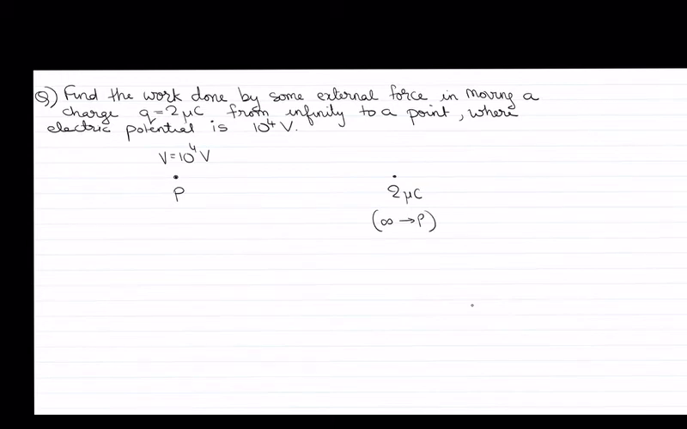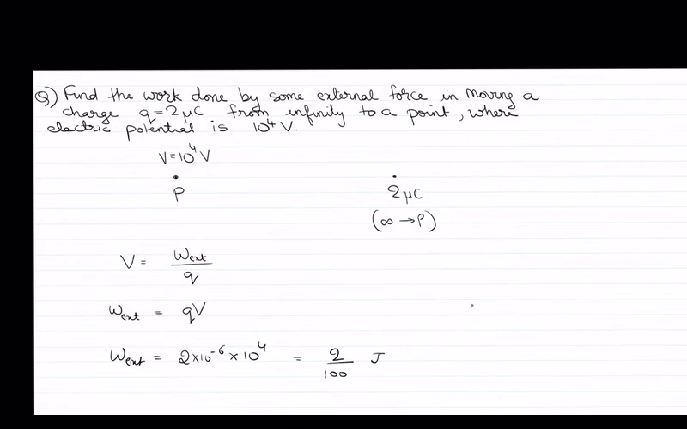So the value of potential will be work done by the external force upon charge. Work done by the external force will be equal to Q into V. Now if we put the values, Q is 2 microcoulomb, so it is 2 into 10 to the power minus 6. V is 10 to the power 4 volt, so this will give us 2 upon 100 joules.